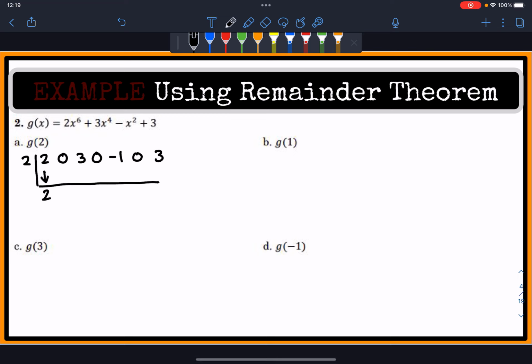So start by bringing down the 2, adding and then multiplying. That's going to give us 44, which is now 43. Multiply that with 2, that's 86. Add 0, that's still going to be 86. And then multiplying that by 2 is 172. Adding that with 3 gives us a total of 175. So there's your answer. G of 2 is equal to 175.